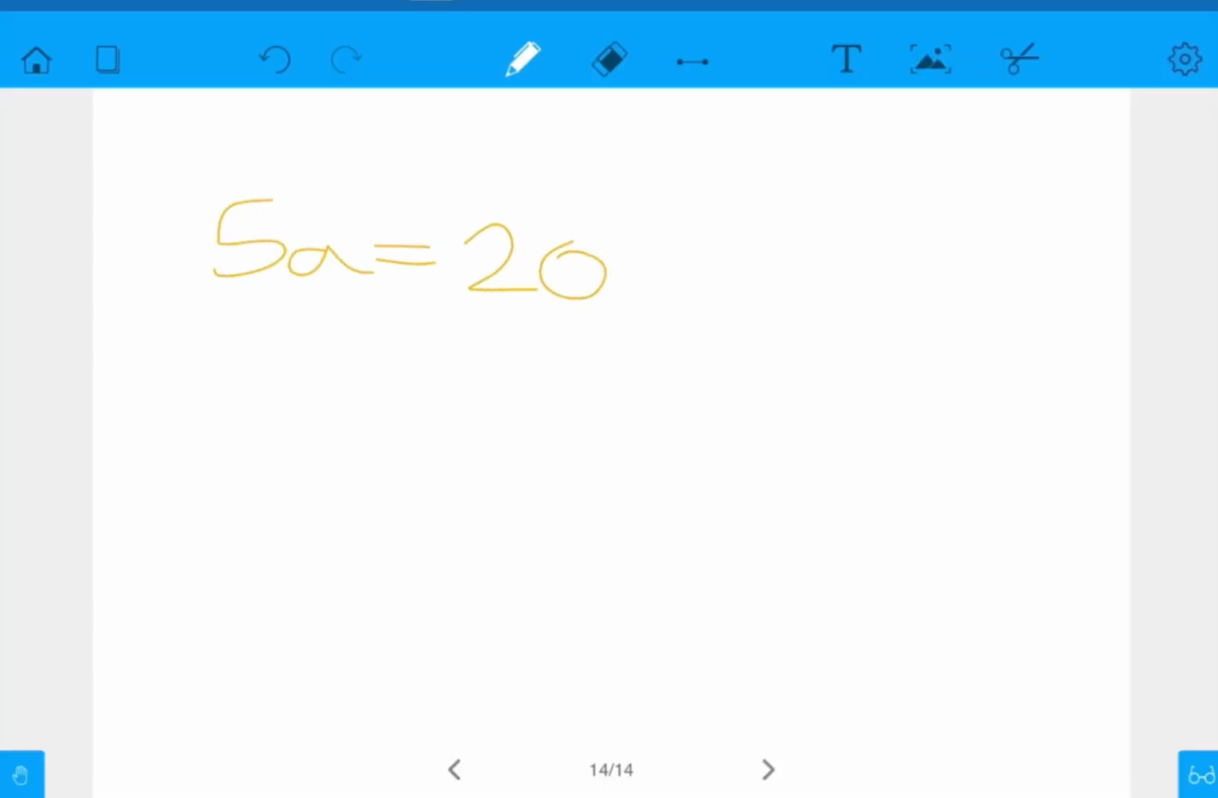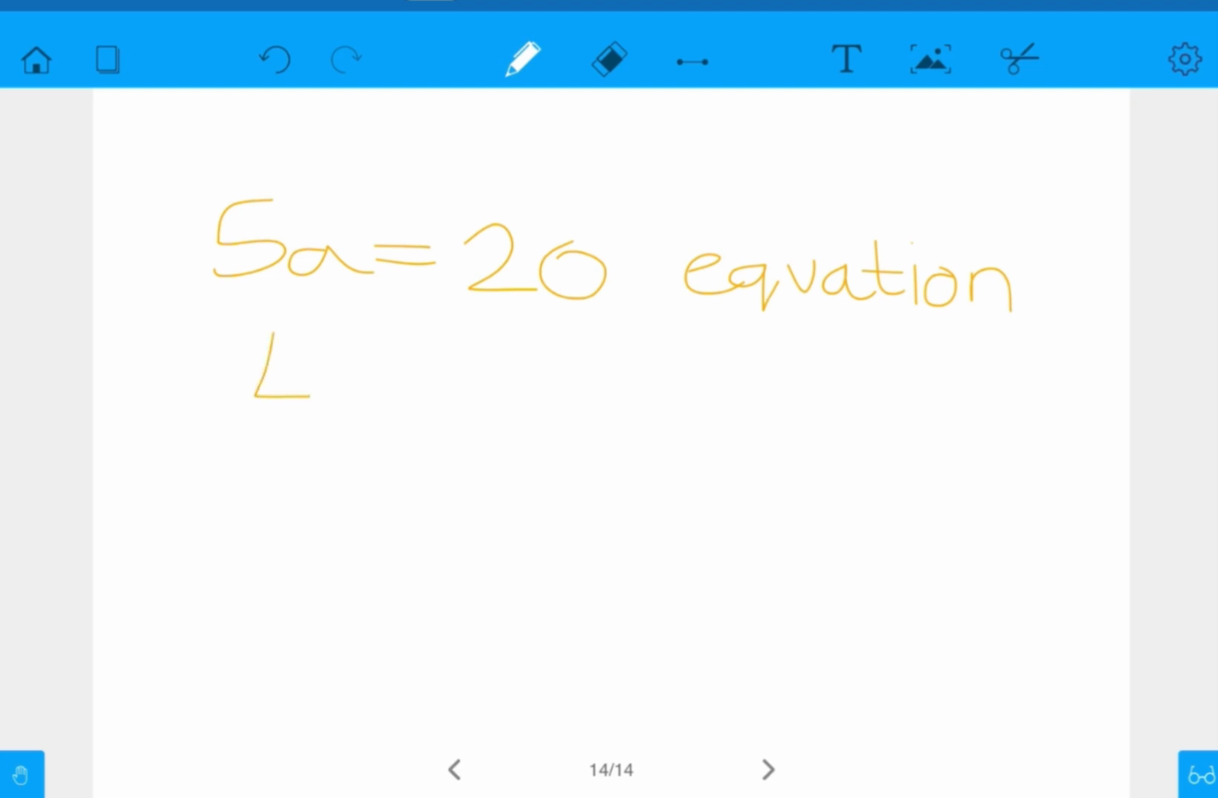5a equals 20. This will be an equation, as we can solve this for a. If we can solve something for the value of an unknown, such as a, then that would be an equation. An equation is where we can work out the value of an unknown.